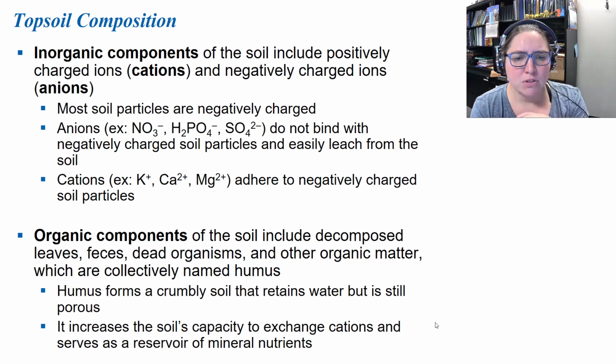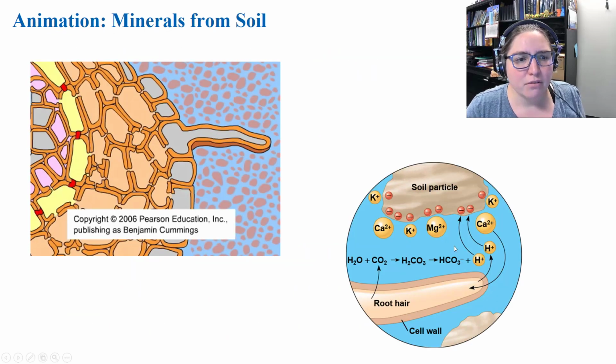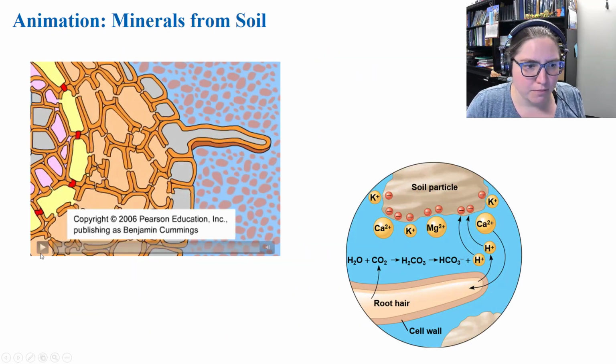The organic components of the soil include decomposing material like leaves and feces and formerly living organisms, and we call all of that decomposing organic material humus. And humus forms a crumbly soil that helps to retain water but is still porous, and it increases the soil's capacity to exchange cations and serves as a reservoir for mineral nutrients. So we've got another video to watch about minerals from the soil.